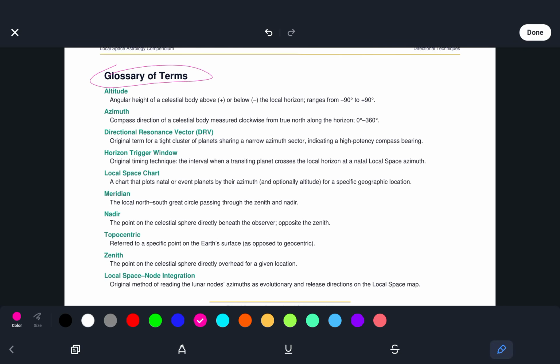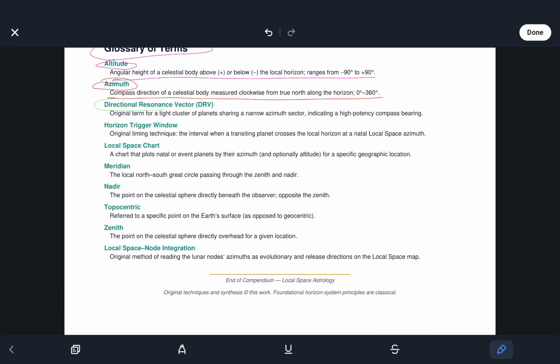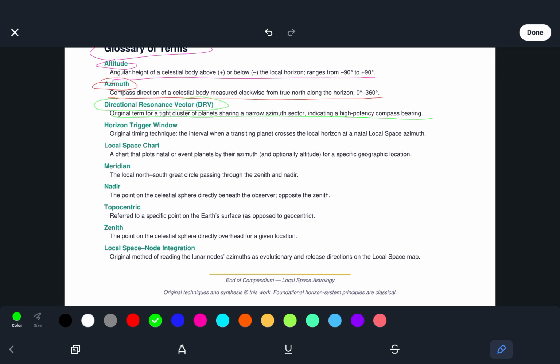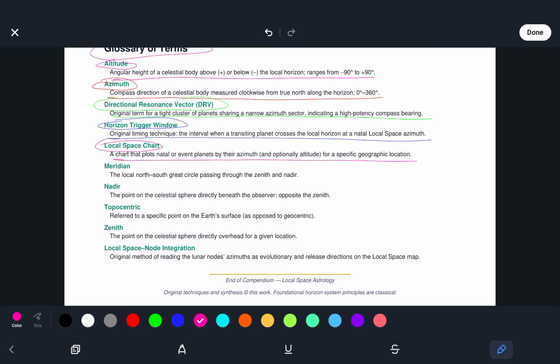In the glossary of terms: altitude, the angular height of a celestial body above or below the local horizon, ranges from below 90 degrees to above 90 degrees. Azimuth, the compass direction of a celestial body measured clockwise from true north along the horizon. Directional resonance vector, an original term for a tight cluster of planets sharing a narrow azimuth sector, indicating a high potency compass bearing. Horizon trigger window, an original time technique, the interval when a transiting planet crosses the local horizon at a natal local space azimuth. Local space chart, a chart that plots natal or event planets for their azimuth and optionally altitude for a specific geographic location.